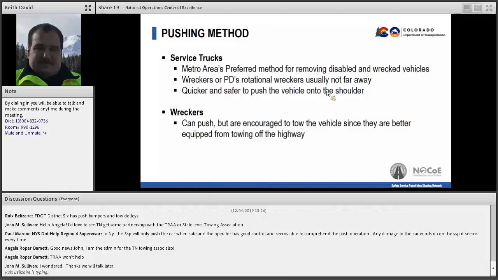So, pushing method. The service trucks in the metro area, that's their preferred method for moving disabled and wrecked vehicles. There's a lot of reasons for this. Mostly you're in the metro area. The wreckers from the Metro Area Safety Patrol and law enforcement's own rotational wreckers are usually not far away. It's quicker and safer to just push the vehicle onto the shoulder. The wreckers can push, but the owner of that company encourages their drivers to tow instead of push whenever possible. It's just easier for the tow trucks to pull them off than to push them.